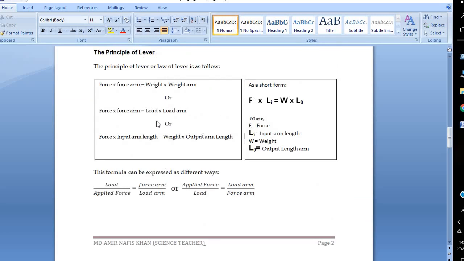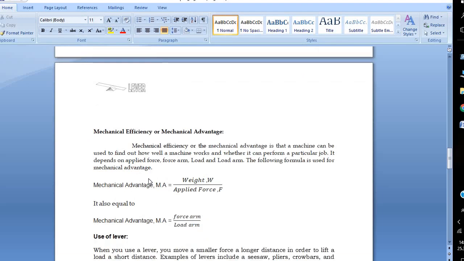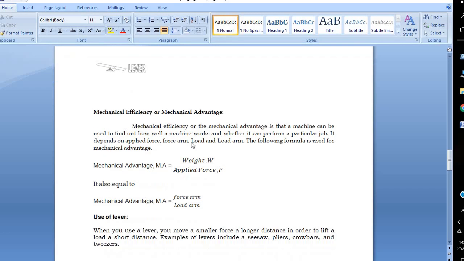It is very important in mathematical calculation. If three things are given, you can easily calculate the fourth; one thing we will discuss later. Let's now come to a very important term: mechanical efficiency, or mechanical advantage. The mechanical advantage is used to find out how well the machine works and whether it can perform a particular job. It depends on applied force, force arm, load, and load arm. The following formula is used.